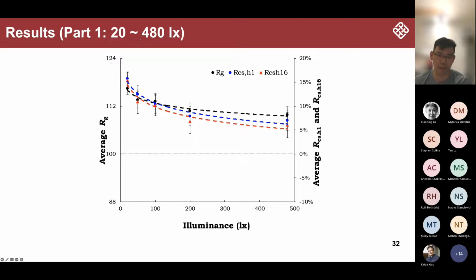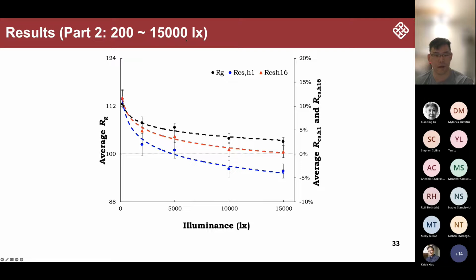And this is only looking at the lower side of the experiment. Then for the higher side, we start from 200 lux and go all the way to 1500 lux. You can see that we still have such a trend: when the light level was increasing, we actually do not want to have higher saturation.